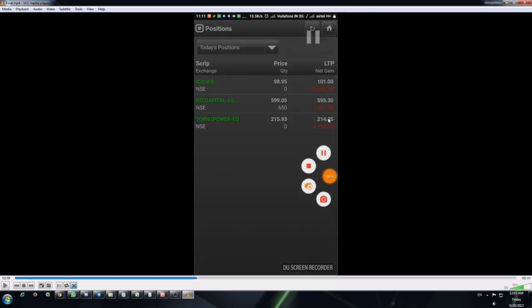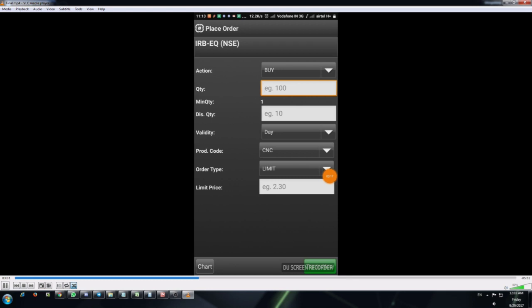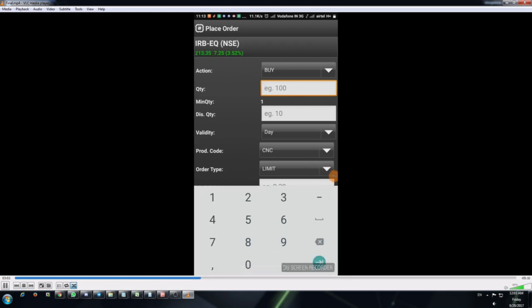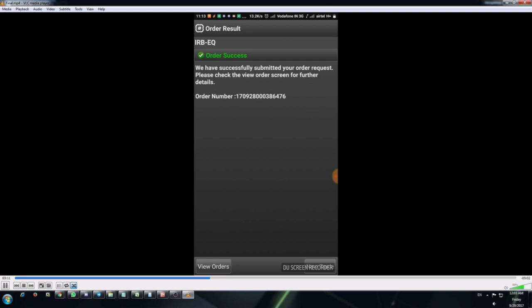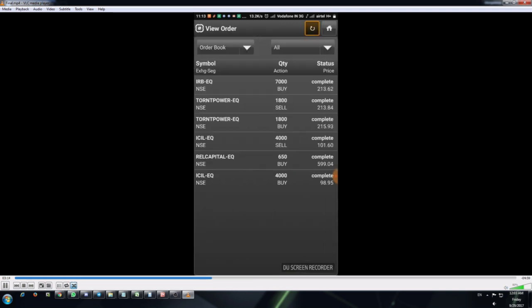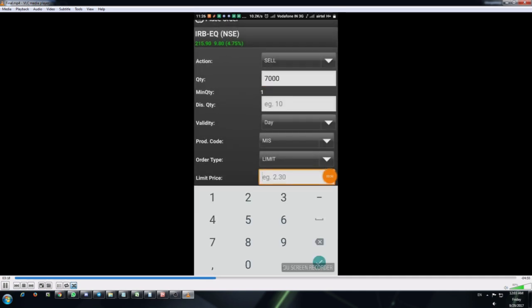Now also if you see here, profit was 10,600 and the loss was around 6,100 rupees. Still I'm in profit. Reliance Capital is still running, and the next one was IRB, 7,000 shares. I believe this is the point where I started using a bit more capital. It got executed, the buy order at the market price.